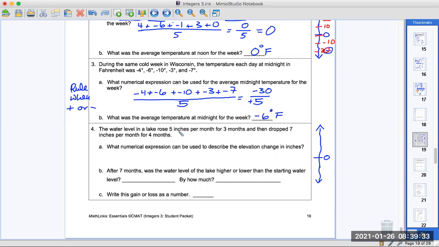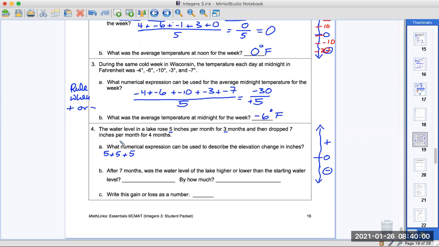but now it rises 5 inches per month for 3 months. So what shall we write? 5 the first month, plus 5 the second month, plus 5 the third month. 3 months. It's going up. So if it goes up, it's a positive. If it drops, it's a negative. Yeah, going up, going down.